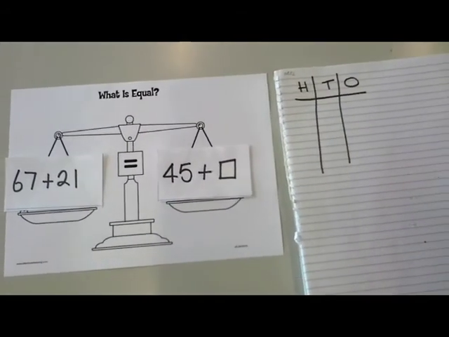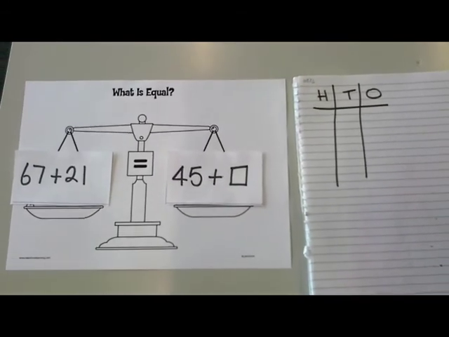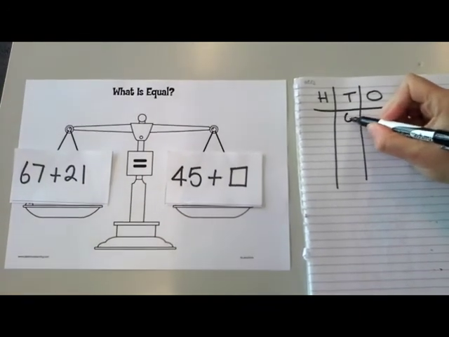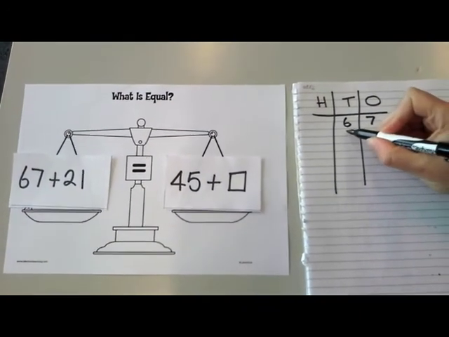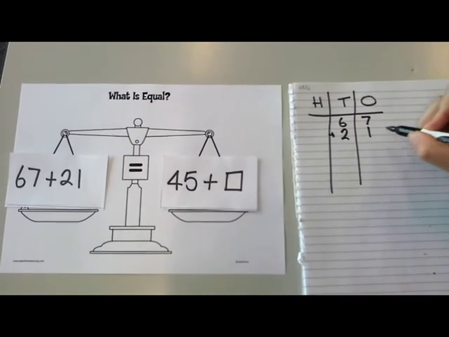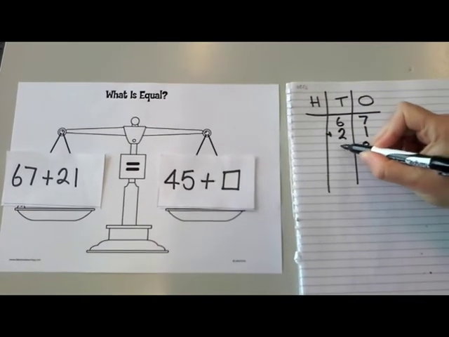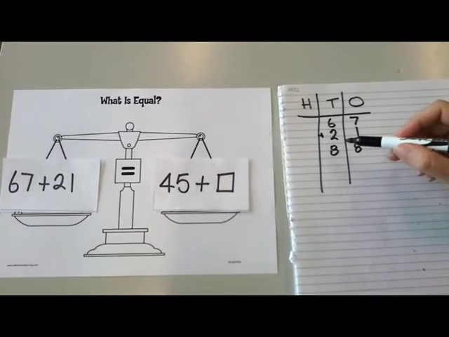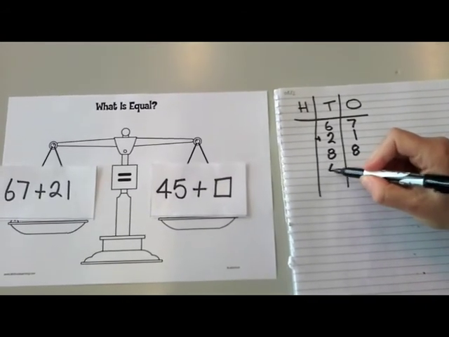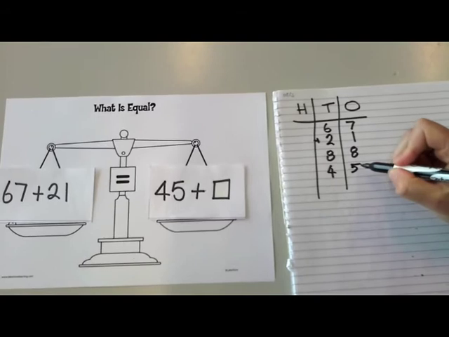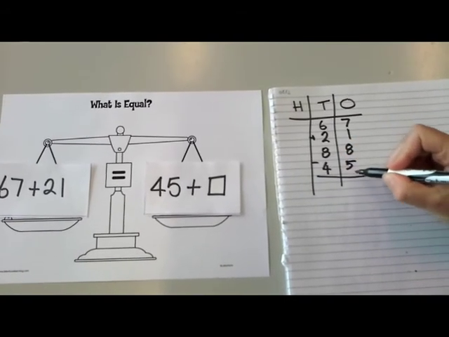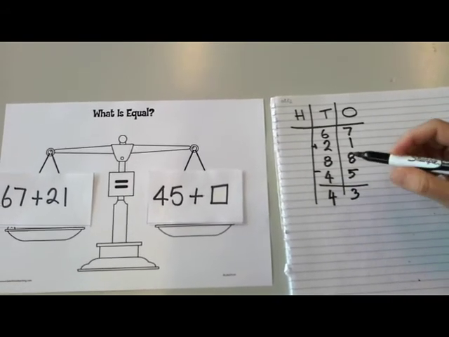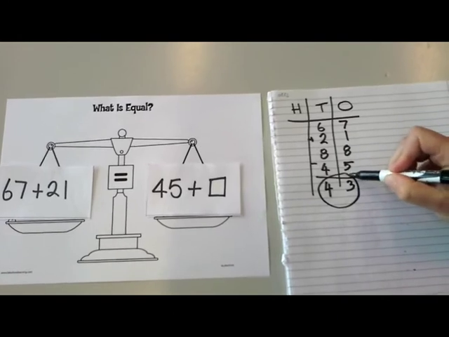Zara, can you tell me what we need to do to balance the equation using partitioning? Work out the first side. 67 plus 21 equals 88. Okay. And then to work out the missing number, 88 minus 45 equals 8 minus 5 equals 3. 8 minus 4 equals 4. So the missing number is 43. Well done.